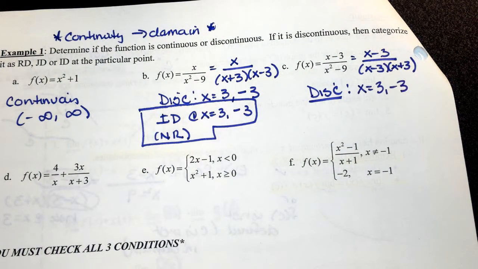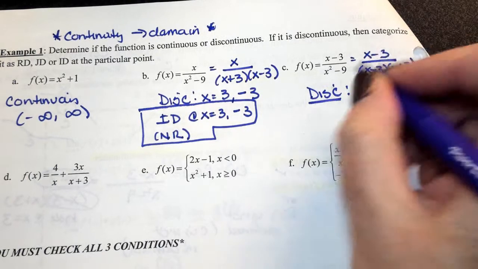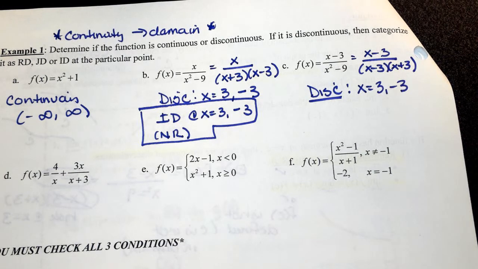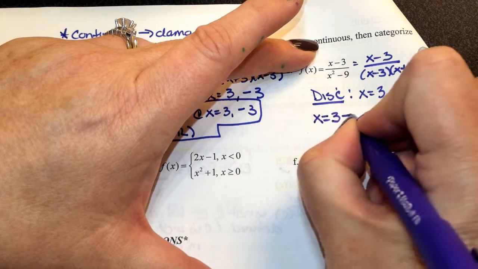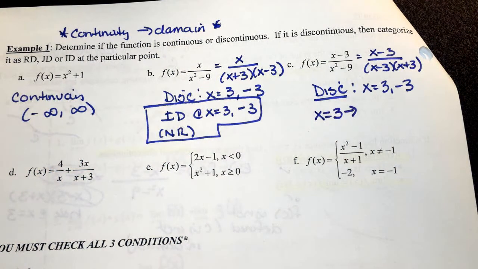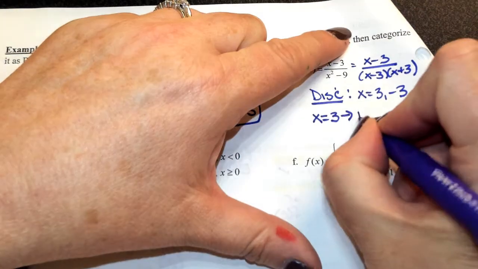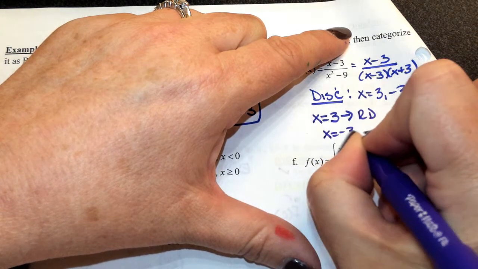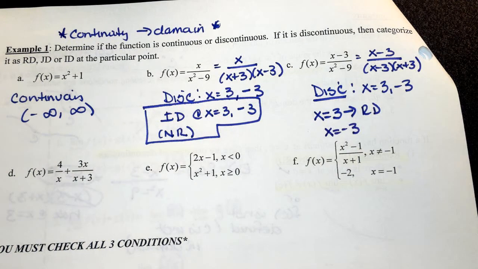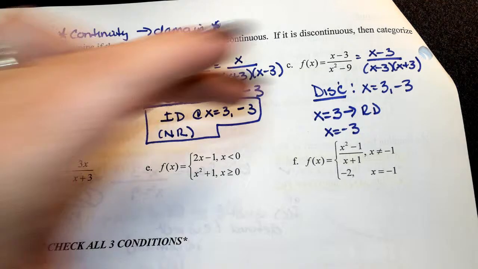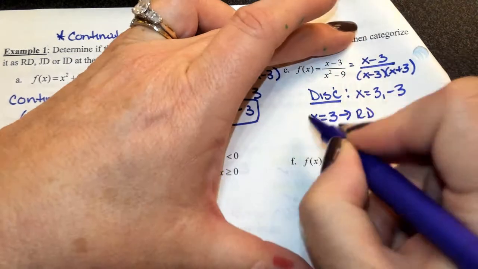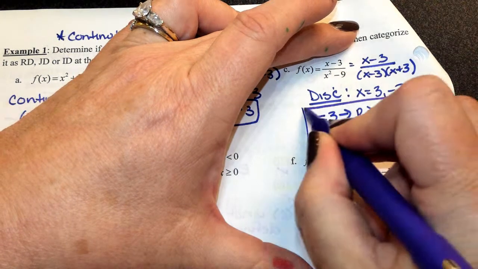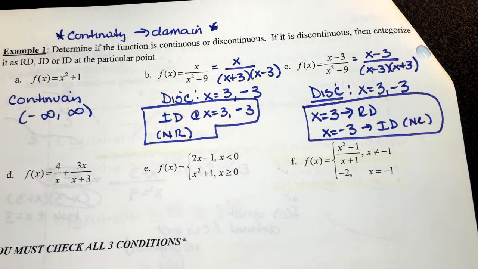Now be careful, we're going to have two different types of discontinuity. What's happening graphically at x equals 3? You're having a hole. So at x equals 3, when you have a hole, what type of discontinuity is that? Removable or non-removable? Removable. At x equals negative 3, you have not a hole, but a vertical asymptote. So at x equals negative 3, I know that that's going to be infinite discontinuity or your non-removable. So any questions on C?